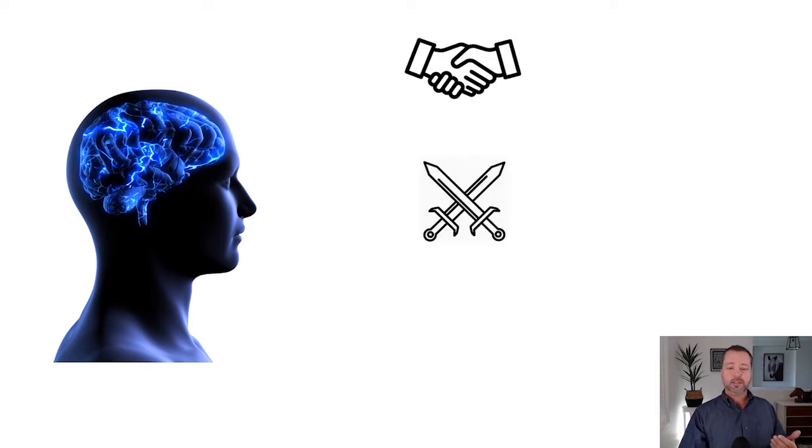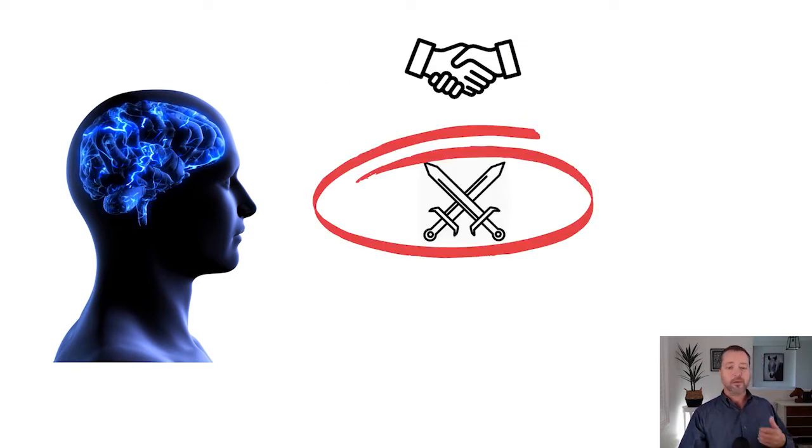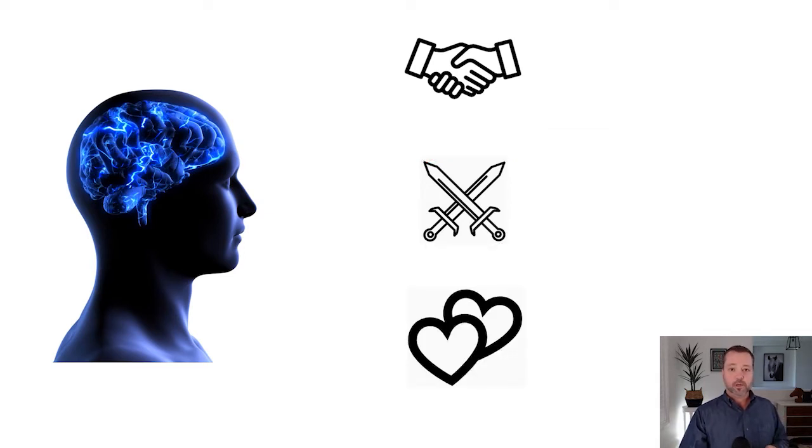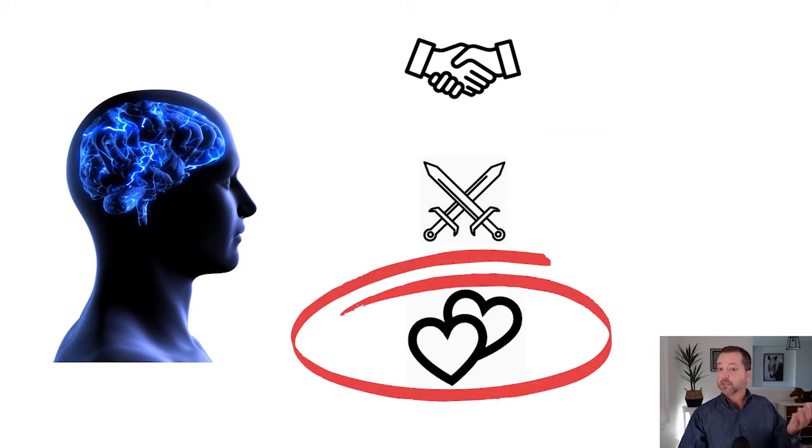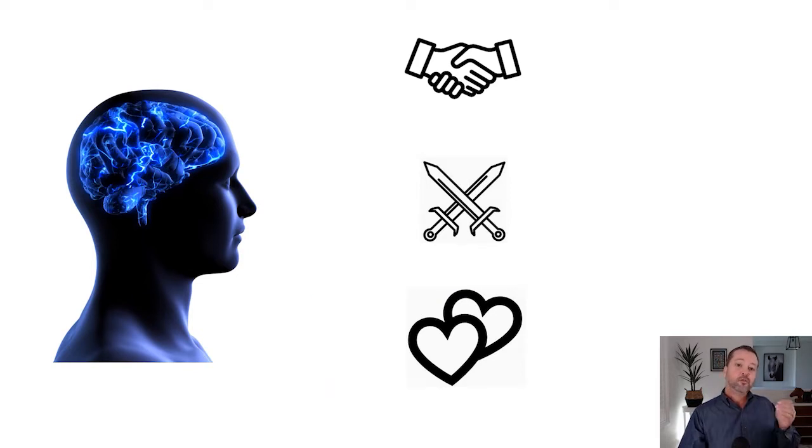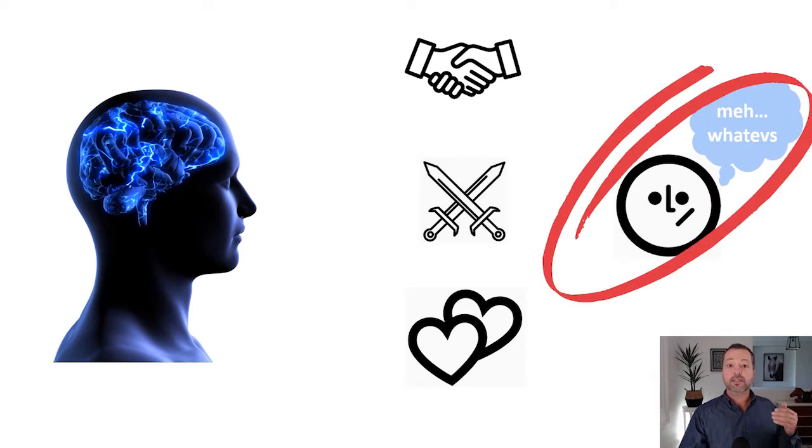Or is this person a foe or an enemy? Are they posing some sort of risk or danger to me? Or is this person a procreational option? Looks like they've got good genetics. Now, if we don't categorize someone into those three boxes, we put them into the indifference box.